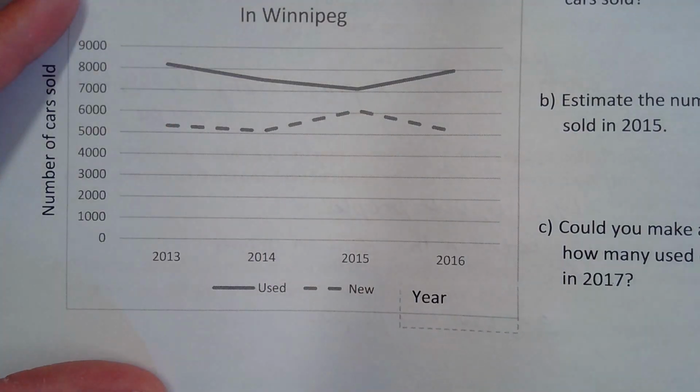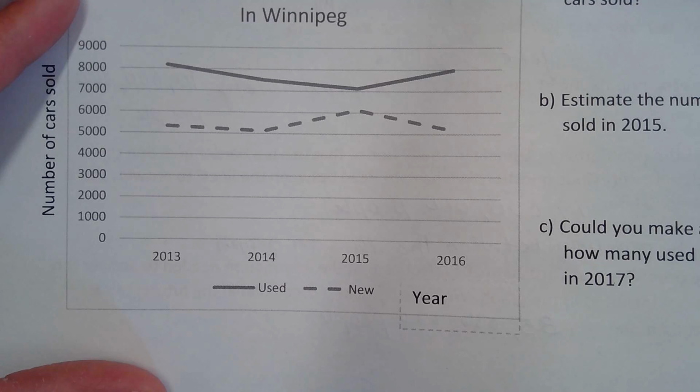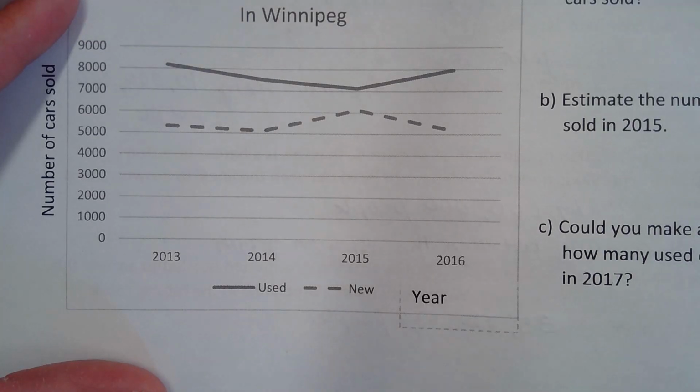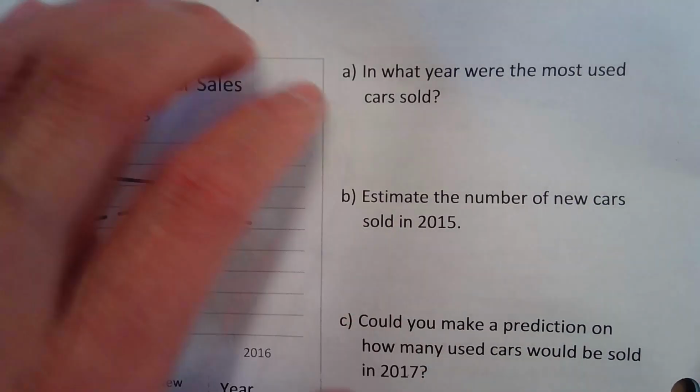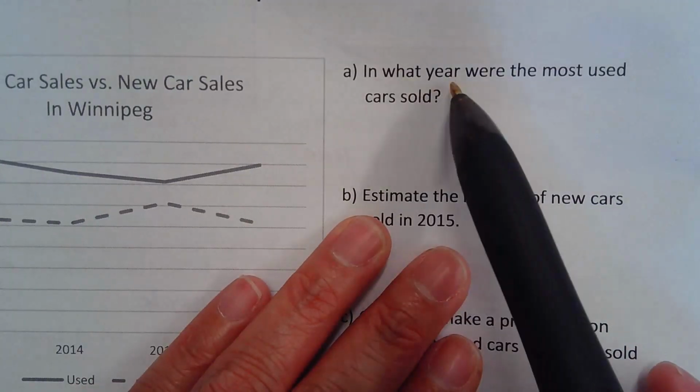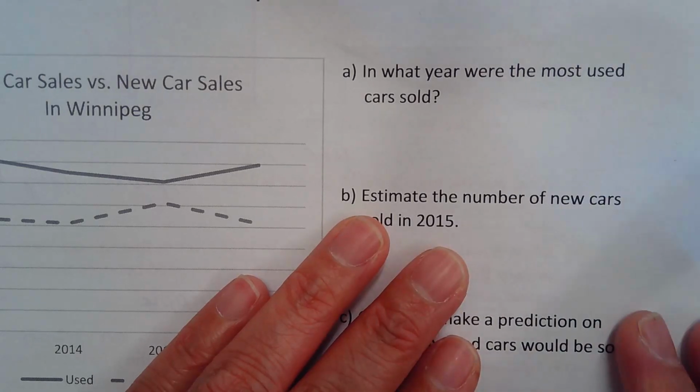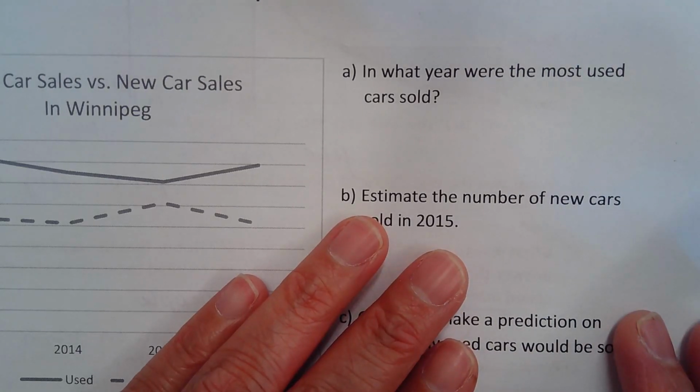Okay. So which one is selling more? Used car or new car? Used. Used. How do you know? 2013. How do you know the used car is more? Because it's higher, it's above, right? In the graph. Yeah, it's higher above the graph. Yes? So, let's take a look and see if we can answer this question. Looking at this graph, in what year were the most used cars sold?